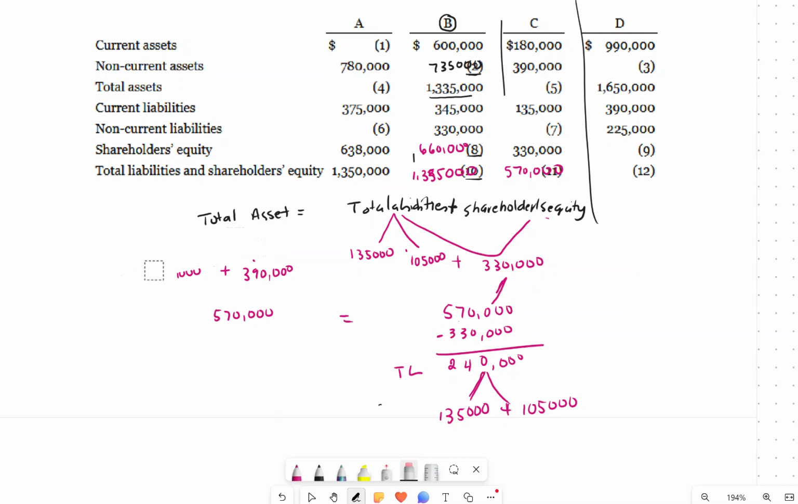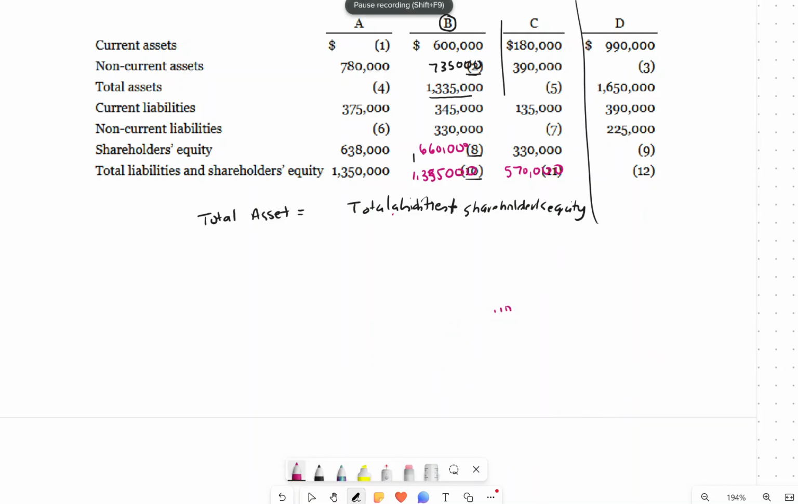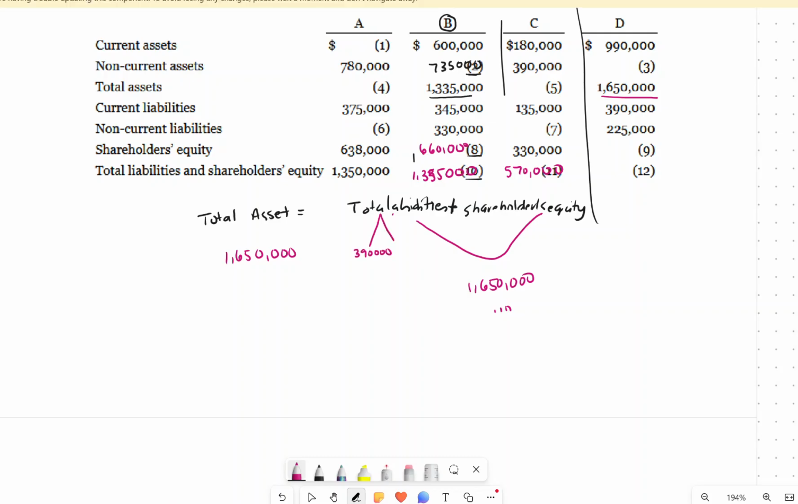So let's see if I can do number D. They told us my total assets are 1650, so my both number will be 1,650,000. Now I also know my current is 390,000. My long-term liability is 225,000. Now can I figure out my X? Yes, I could do that.